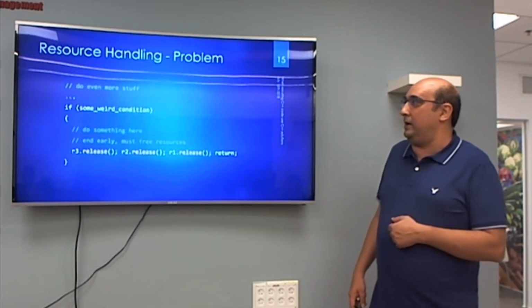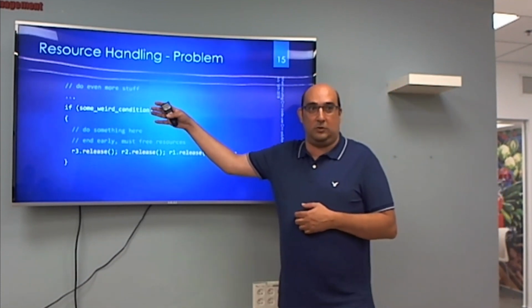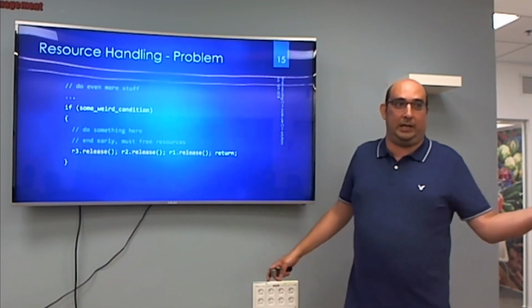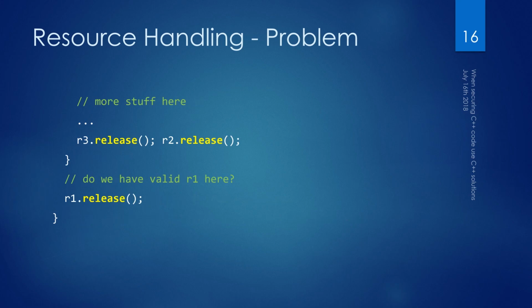Okay, so we got resource 3. So we have to do some more stuff, and then we got into some wait condition where we can't continue. So, okay, we need to exit. So again, release everything in reverse before we return. And we continue, and reach the end of this function, and we release resource 3 and resource 2, and resource 1 is valid here. I'm not sure. It's a long time ago.